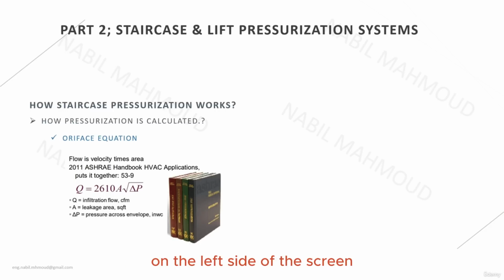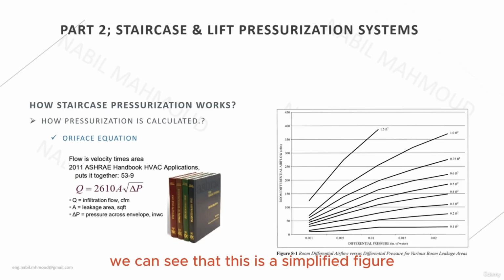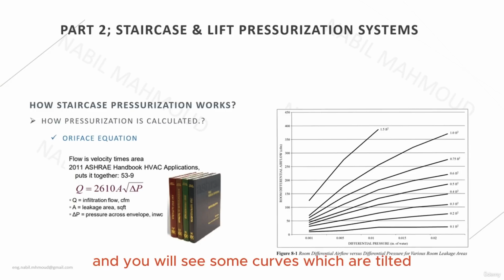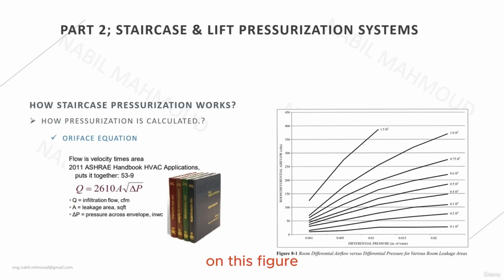And if we refer to the figure on the left side of the screen, we can see that this is a simplified figure that shows the room differential airflow required versus the differential pressure. You can use this curve as a simplification instead of doing the calculation using the orifice equation. You can see that this figure has two axes, the horizontal and the vertical. The horizontal axis represents the pressure difference in inches of water gauge, and the vertical axis has the room airflow required in order to maintain this pressure. And you will see some curves which are tilted on this figure. These curves are representing the leakage area.